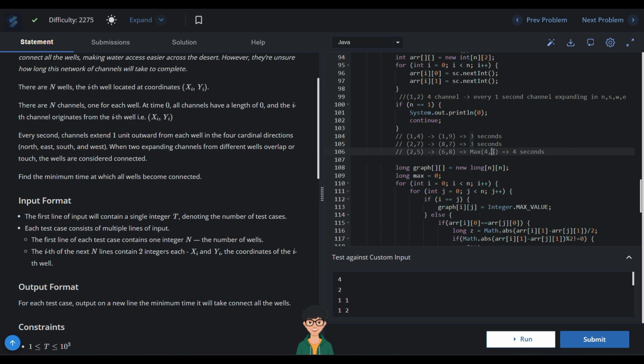So at 3 seconds their y coordinate will get matched, but after 4 seconds their x will also get matched. So a total of 4 seconds will be taken to connect them.